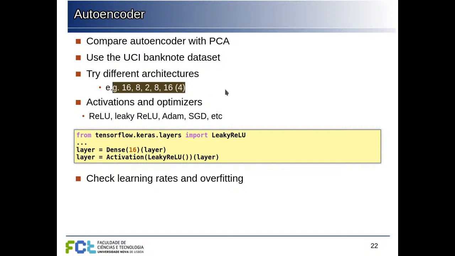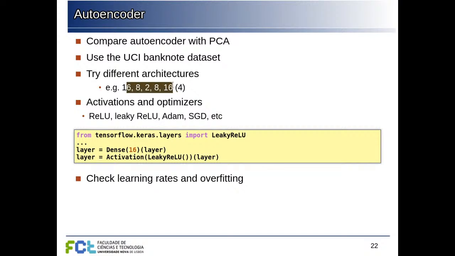So you should try different architectures. The input, remember, has a dimension of four. So at the end of your network, you need a layer of dimension four. Since the values you're trying to predict are continuous, both in the input and the output, this final layer should not have an activation. It should have a linear output.